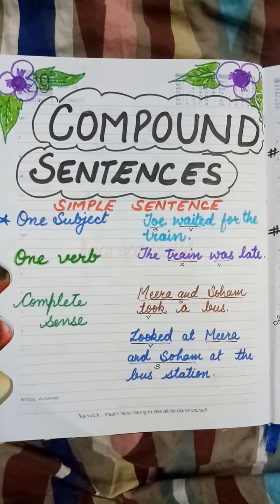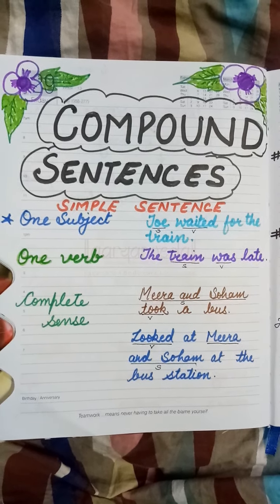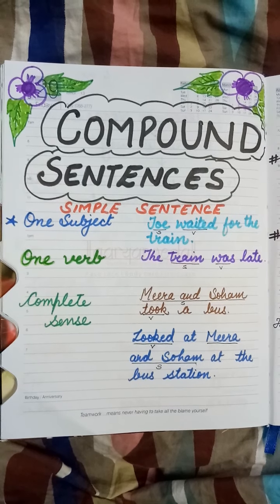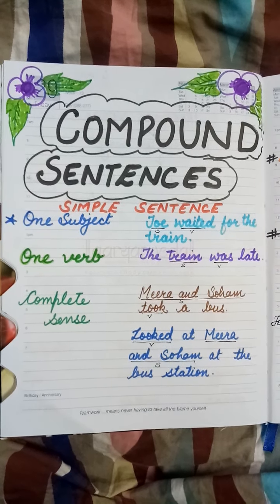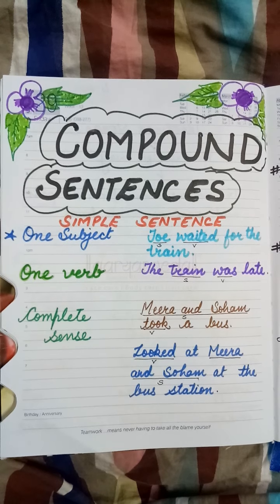But when we talk about sentences on the basis of structure, they have been categorized into 3 types: simple sentences, compound sentences and complex sentences. So on the basis of structure, we have 3 types of sentences. First one is simple sentence. Simple sentences are those where we have one subject, one verb, and it conveys a complete sense or the complete idea.